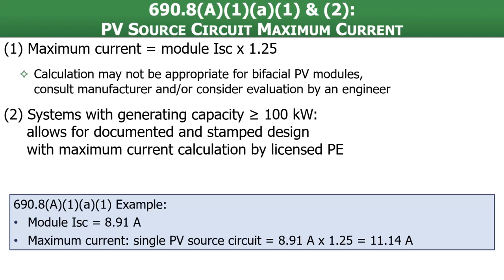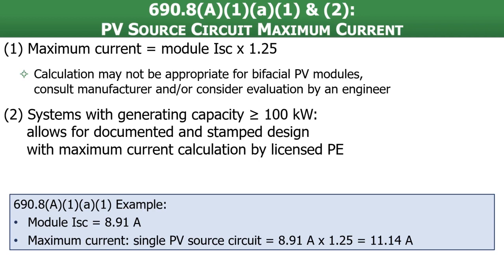So looking at an example for our option number 1 here, we have a module short circuit current of 8.91 amps, and then our maximum current for a single PV source circuit is going to be 8.91 amps times 1.25, which gives us a total maximum current of 11.14 amps. So that 11.14 amps is the number that we're going to use to size our conductors, our fuses, and our circuit breakers.